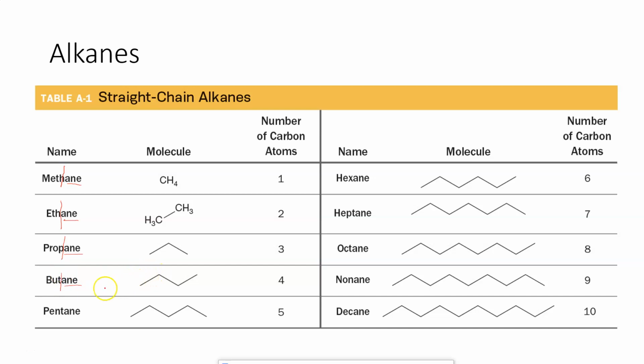or butane for 4 carbons, or pentane for 5 carbons, right? And the roots for 6, 7, 8, 9, 10 will be hex, hept, oct, non, dec. All right? So hex represents 6 carbons, hept 7, oct 8, non 9, dec 10, and all of them have the ending ane, meaning these are part of the alkane family, right? Okay.